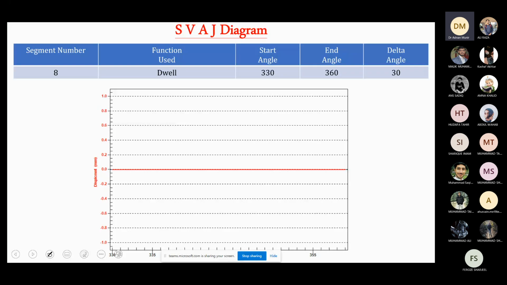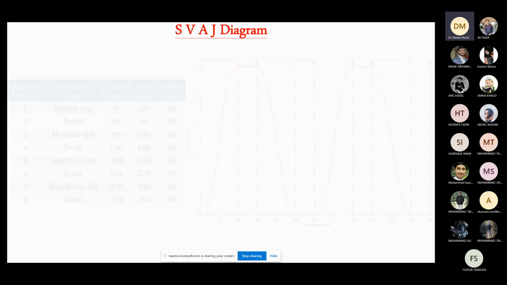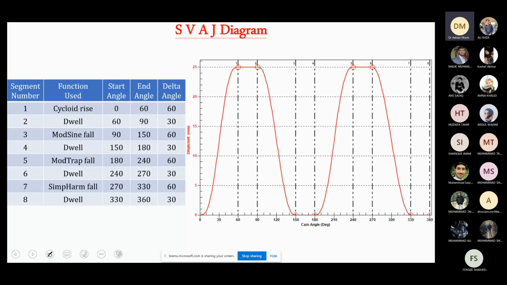Now, if we combine all these graphs together in a single graph, that will give us the motion profile, the displacement profile of the follower when the cam rotates from 0 to 360 degrees. So you can see here that on your x-axis we have the cam angle.